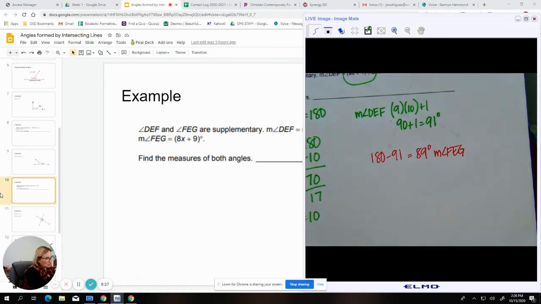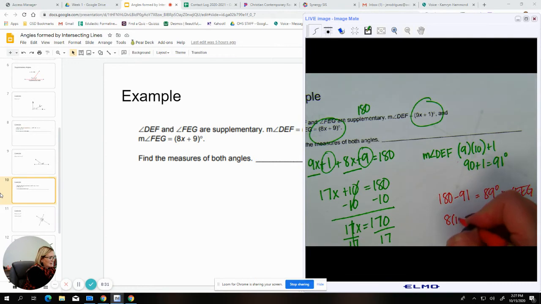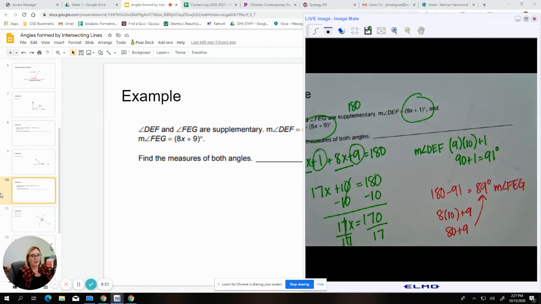And just to check and make sure, I'm going to plug it into this equation. 8 times 10 plus 9. 8 times 10 is 80. Plus 9 is 89 degrees.